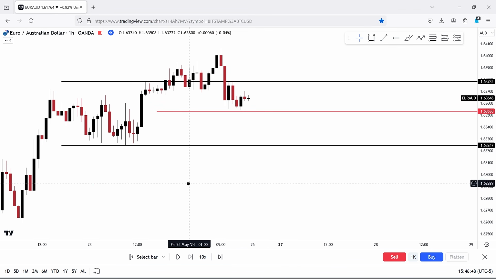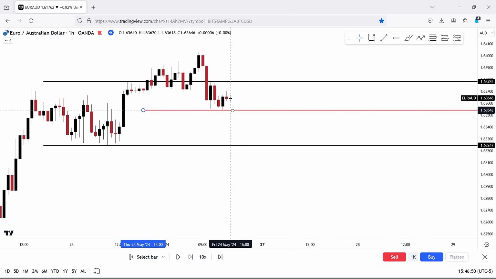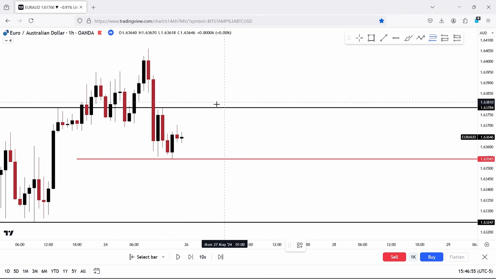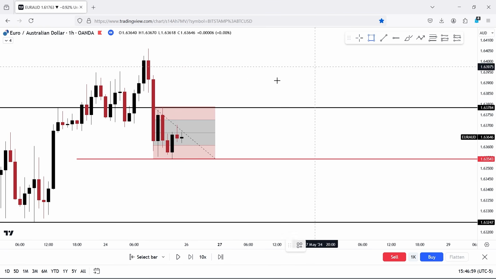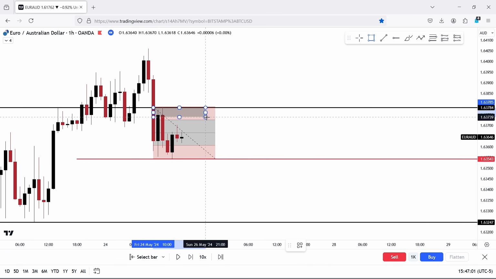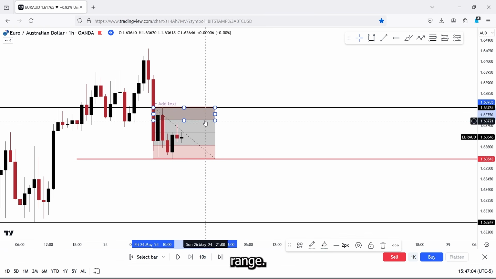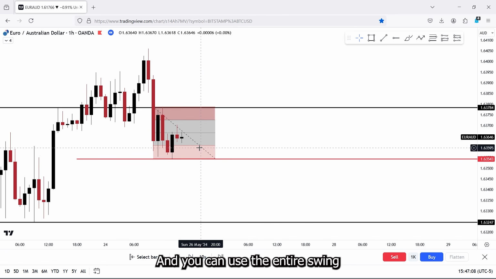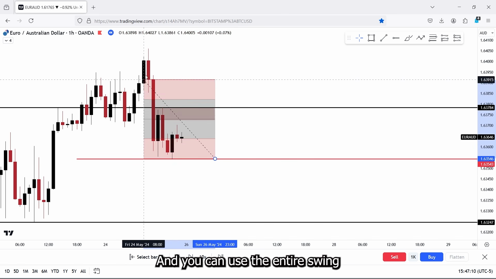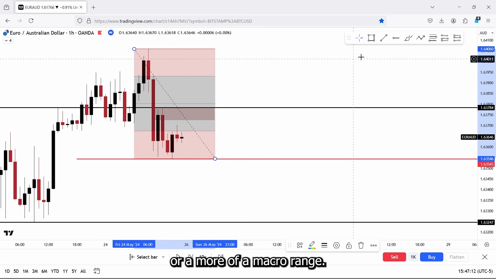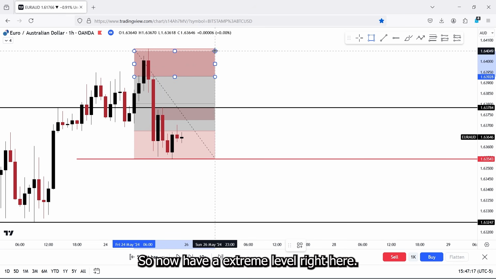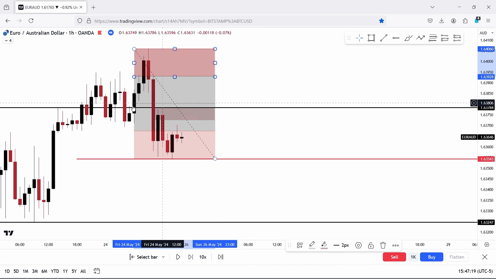So what are the possibilities here? Obviously, you have your range right here and you can instantly target the extreme. So this would be the extreme of this range. And you can use the entire swing for more of a macro range. So now we have an extreme level right here.